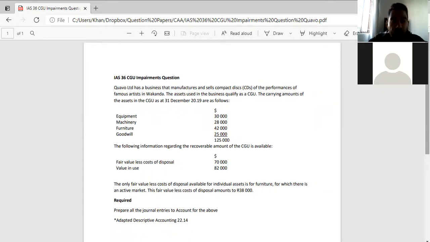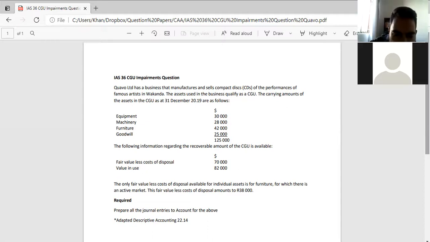And if you understand what goodwill is, you can understand that goodwill cannot generate cash flows on its own, because goodwill is a result of a business. Therefore, it is that business that would have goodwill. So goodwill can never generate cash flows on its own. So let's go. They have equipment, $30,000, machinery, $28,000, furniture, $42,000, and goodwill, $25,000. So therefore, the carrying amount of the CGU is 125.